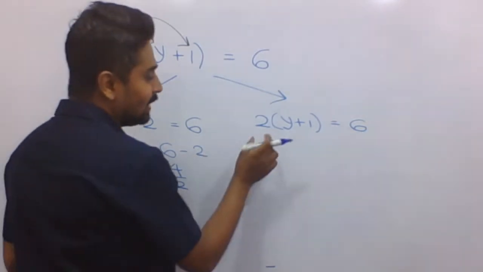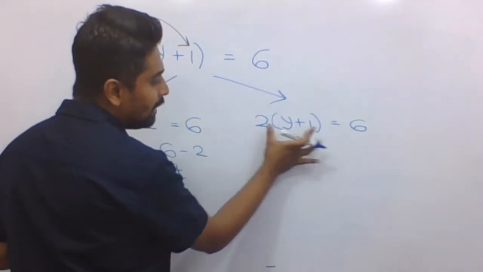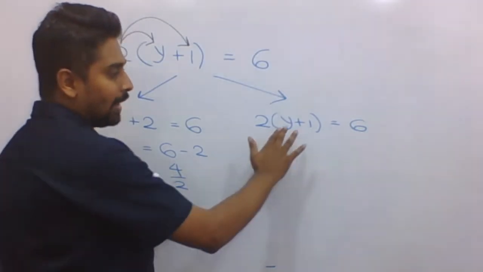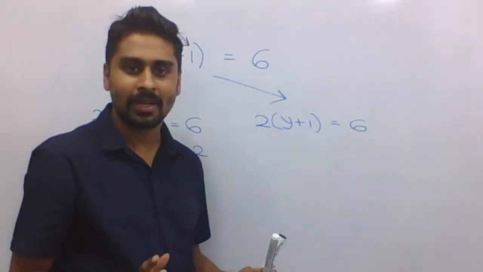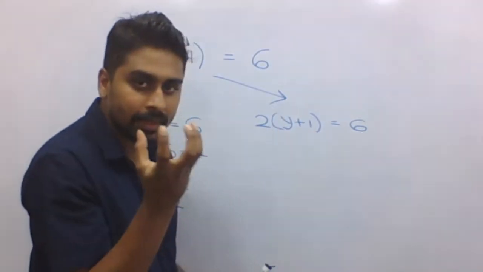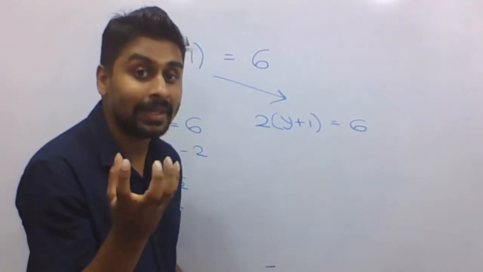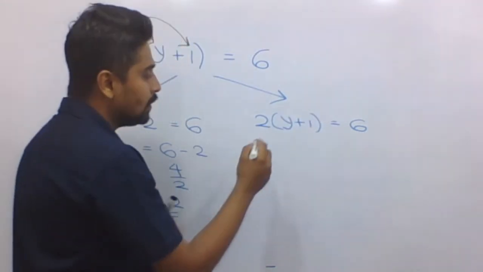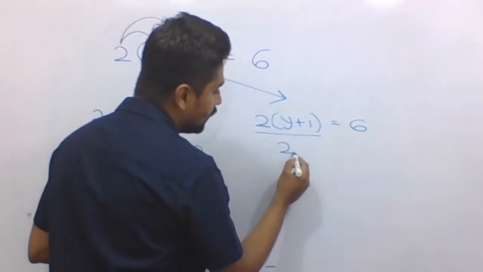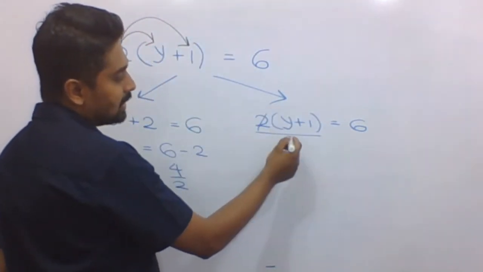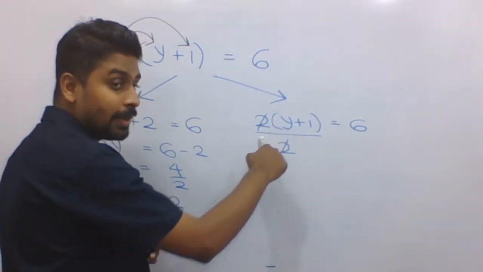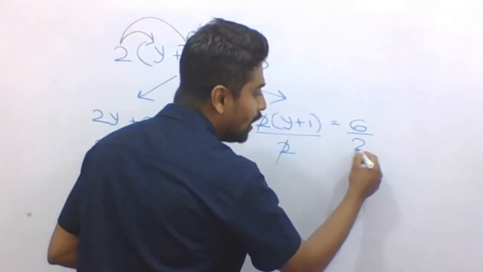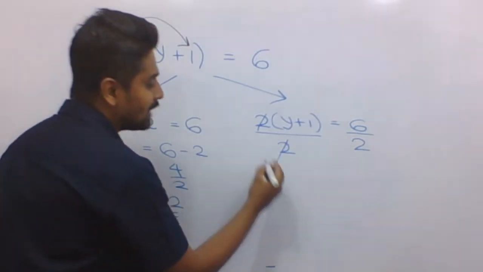I know that the 2 and this part are multiplied. Even though there is y plus 1, don't think too much. It stays as one unit, right? So 2 is multiplied with this one. We don't know what this is. So if you divide by 2, this 2 cancels. If you divide this side by 2, this side also you have divided by 2. You know that, right? So then what is remaining?